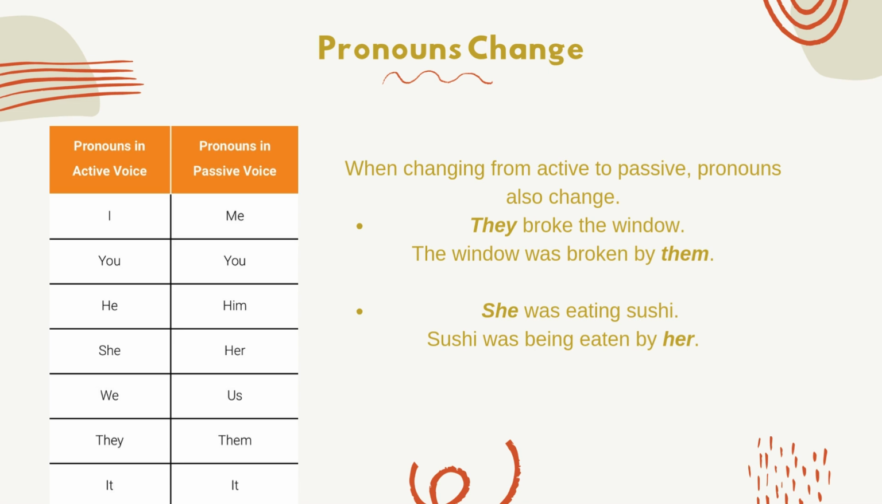They broke the window. It becomes the window was broken by them. They, the pronoun they, changes into them when it becomes the object in the passive voice. She was eating sushi. She is the pronoun here. When we change the sentence into the passive voice, it becomes as follows. Sushi was being eaten by her. So she becomes her as we change from active to passive voice.